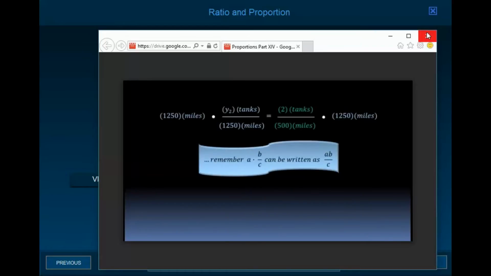So we can rewrite the left-hand side of our equation as 1,250 miles times y sub 2 tanks over 1,250 miles. And in the same way, we can rewrite the right-hand side of the equation as 2 tanks times 1,250 miles over 500 miles.